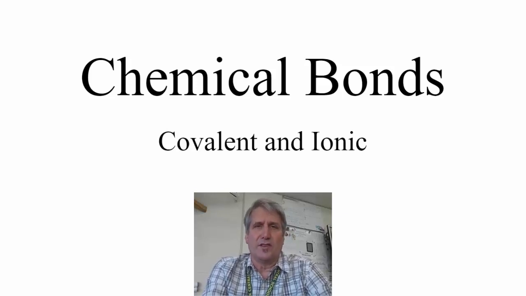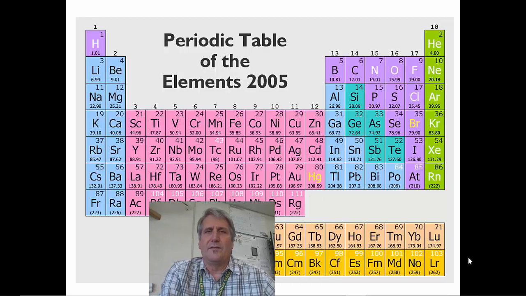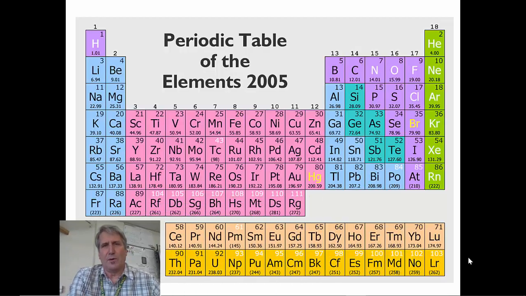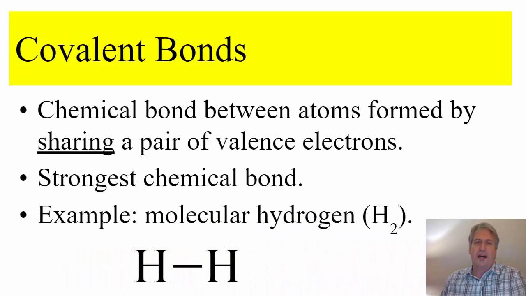In this video, we're going to talk about chemical bonds, both covalent and ionic. Individual elements in the periodic table can bond together in specific ratios to make chemical compounds and molecules. Let's begin with covalent bonds.